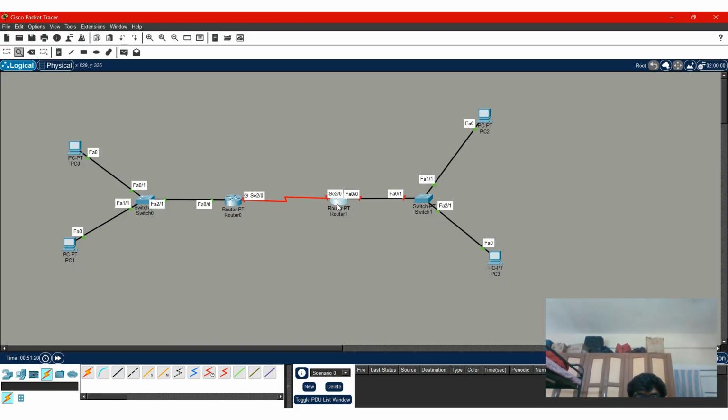Now for PC1 we use 192.168.10.2 for the IP address and subnet mask 255.255.255.0. Now the default gateway is 192.168.10.1. The same follows for the others.